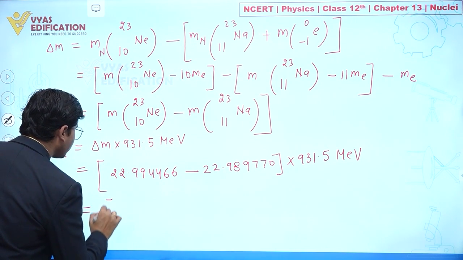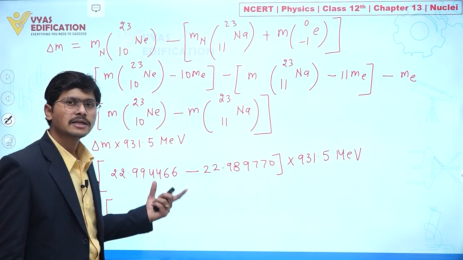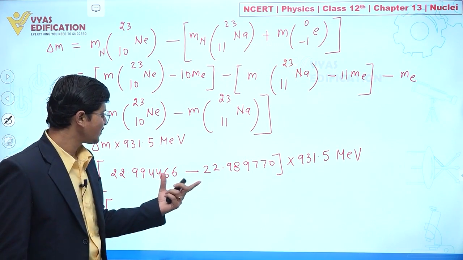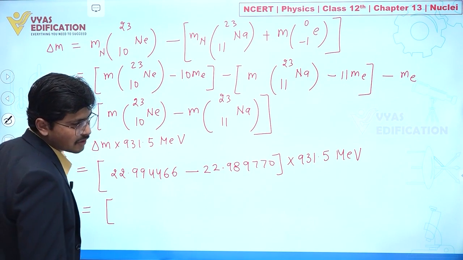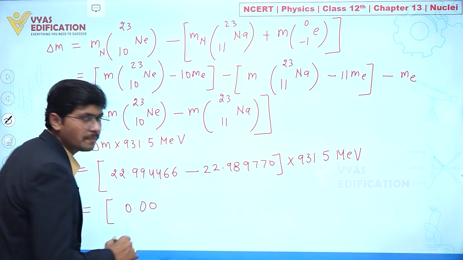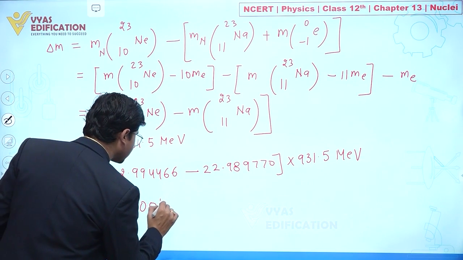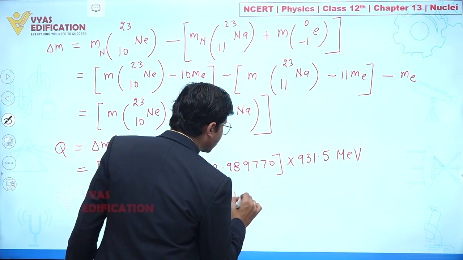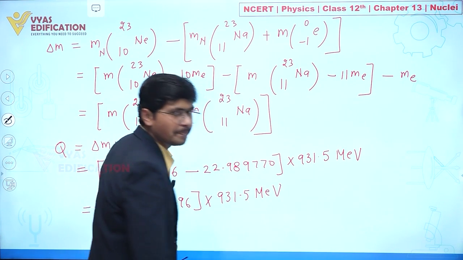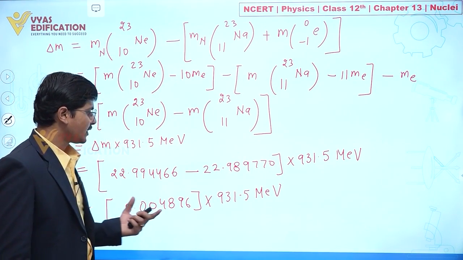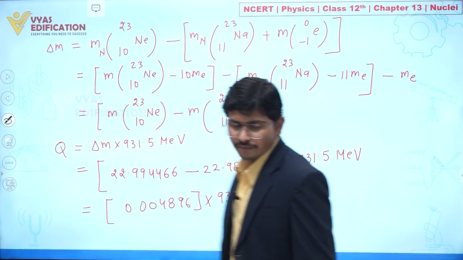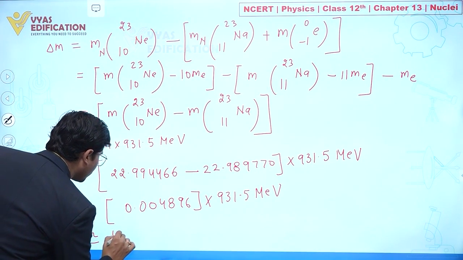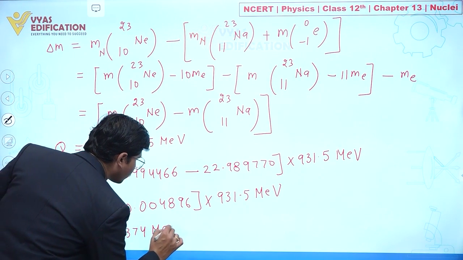So now if you subtract this, if you write here that is mass defect. Clear? So mass defect, definitely, can you subtract it? Yes, definitely you will find this value near about 0.004896, and it should be multiplied with 931.5 million electron volt. Clear? So now if you calculate it, you will find this value near about 4.374 million electron volt. Clear?